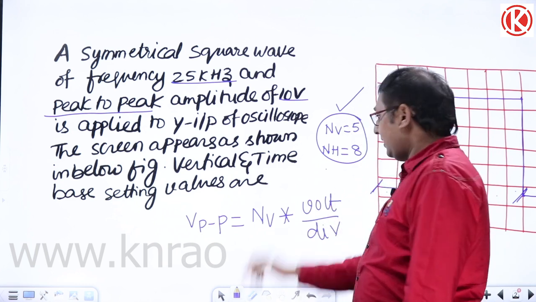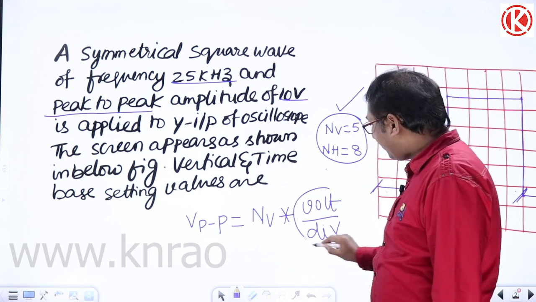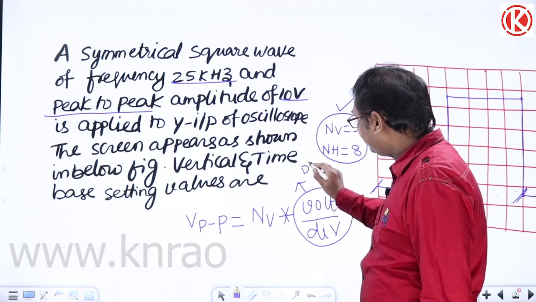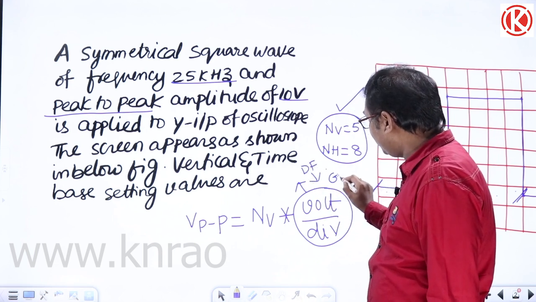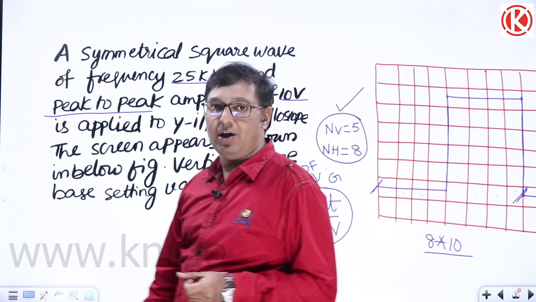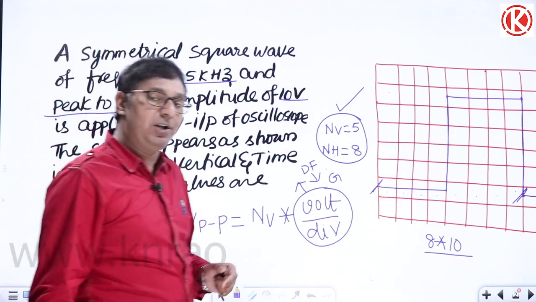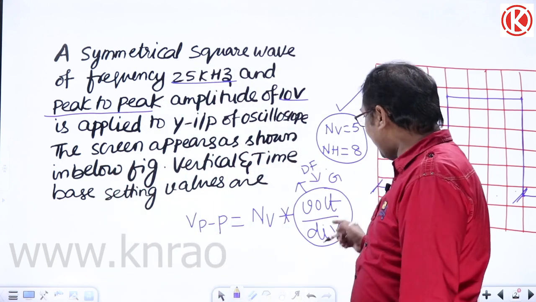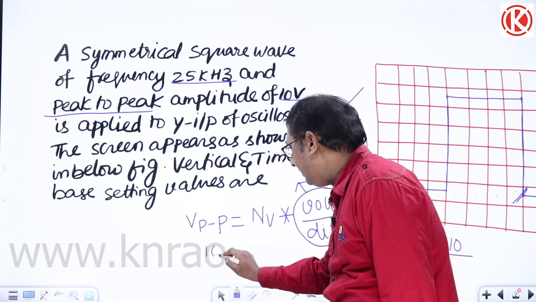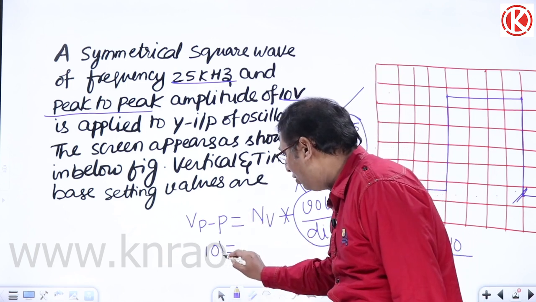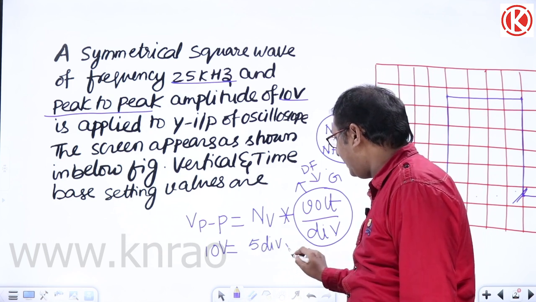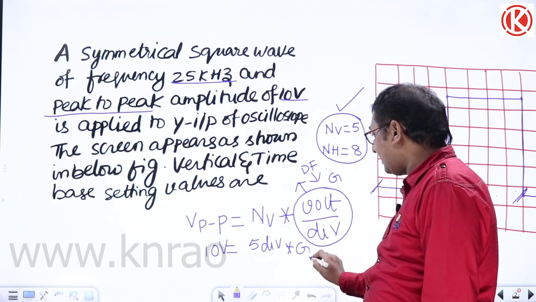Tell me, is this deflection factor or deflection sensitivity? Volt per div is the deflection factor, which we represent with G. Divisions per volt we call deflection sensitivity. Volts per div we call the deflection factor. He is asking for this volt per div. V peak to peak is 10 volts, equals the number of vertical divisions, 5 divisions, into the deflection factor G.